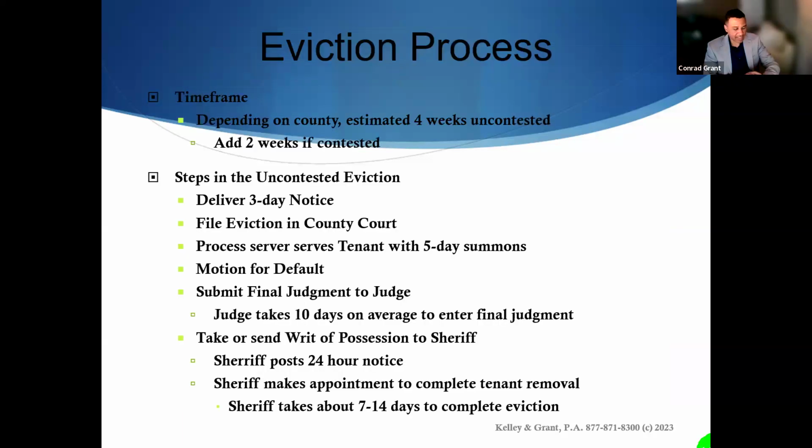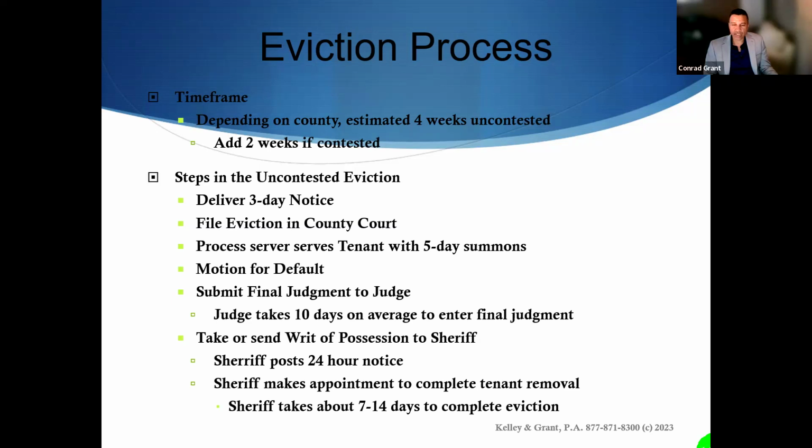What's the process like in Florida? So as I stated before, it's relatively short. Depending on the county, it could be 4 weeks uncontested. What is uncontested? It means that the tenant has not challenged the eviction. You file an eviction, they don't file an answer, they say nothing, they do nothing, the judge is going to give you a final judgment. If the tenant responds and says, hey, I have this money order that shows that I paid the rent, then it's now contested and you can add another 2 weeks.